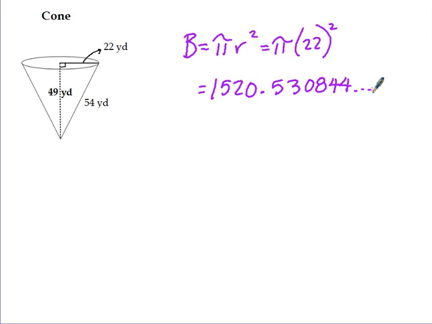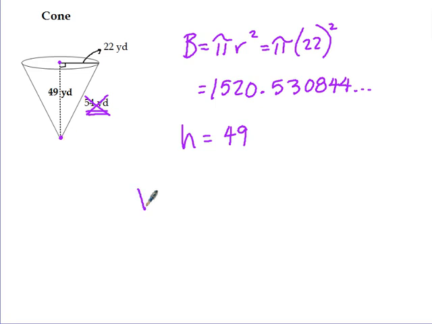Okay, now the height. Remember, your height is from the middle of the base all the way to that apex, that common point. So 49 is going to be our height. This 54 is not necessary. It's on the outside, it's that slant, it's actually called the slant height, and we don't need that. We just need the actual height, which again goes from the middle of the base to the apex. So we don't need the 84 at all.